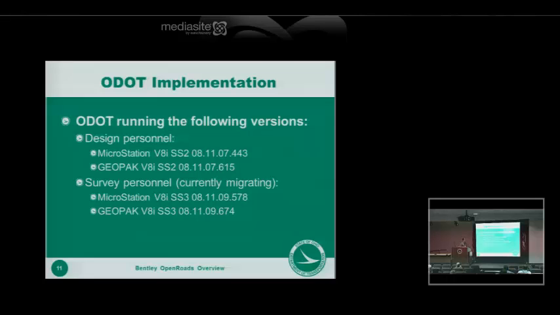Okay, I want to mention versions. So the design personnel are, for the most part, still using SS2. There's a few designers scattered throughout the state who've updated to SS3, but for the most part, ODOT has not gone to SS3 internally for design. Survey personnel are currently migrating to SS3. I mentioned some of the districts are now processing using OpenRoads. Some of them are still, I guess, getting the software installed or whatever. I'm not really involved in that.